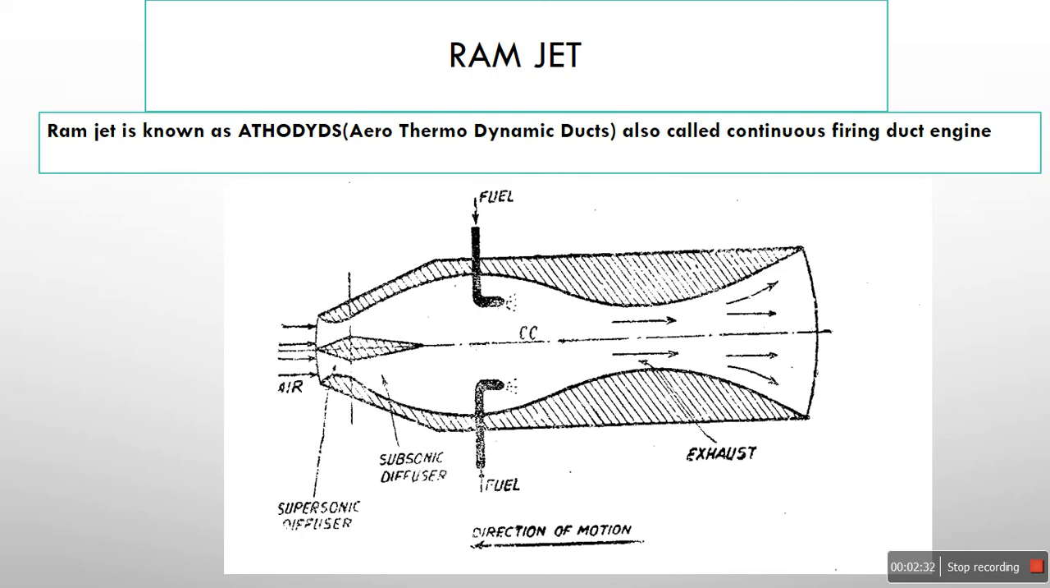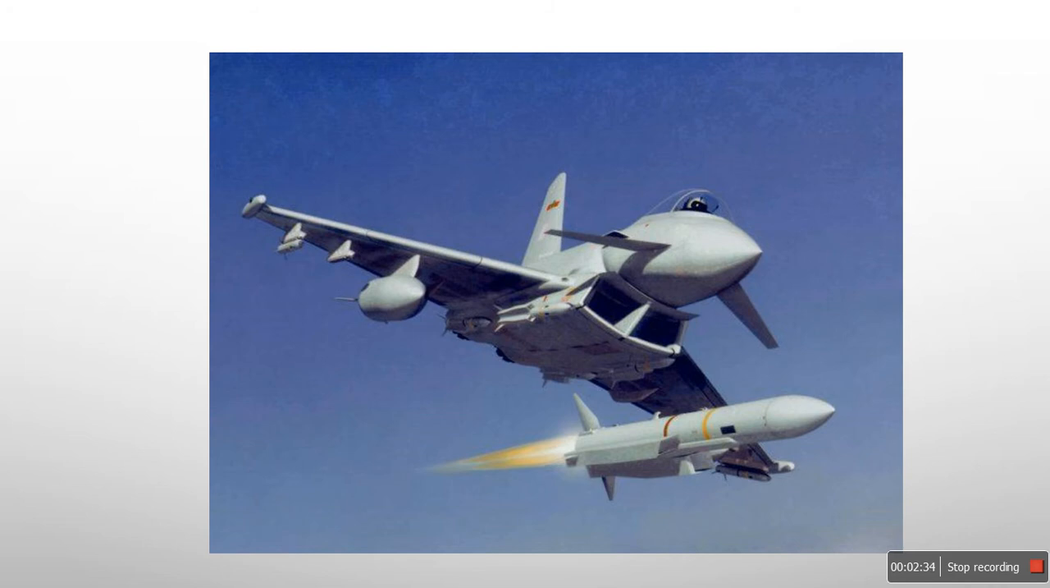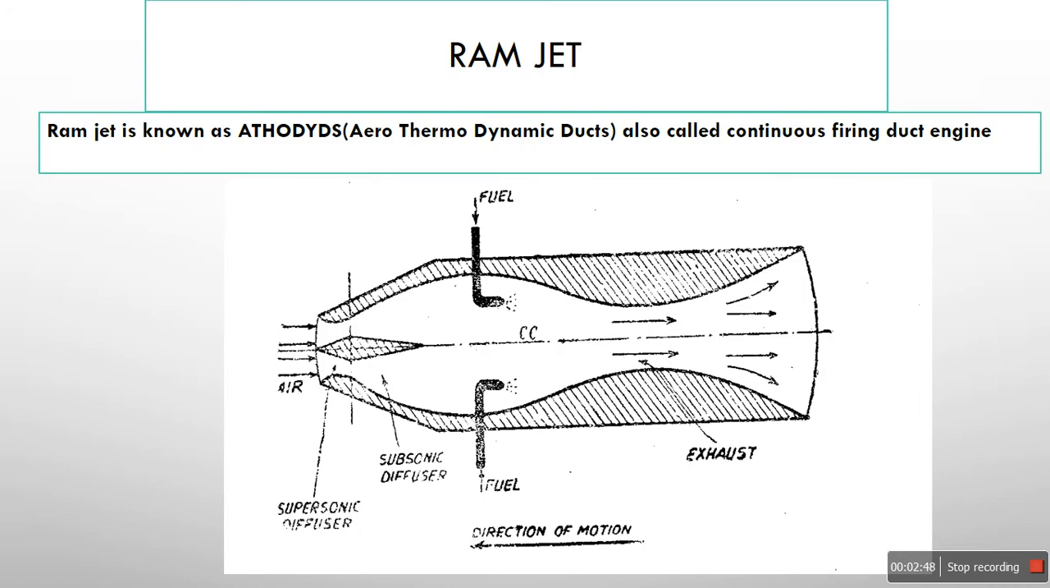to facilitate starting. If you see the figure, the ramjet is different from other jets like the turbojet engine or turboprop engines, because it is not self-starting. Why is it not self-starting? First, we need to understand how it works.